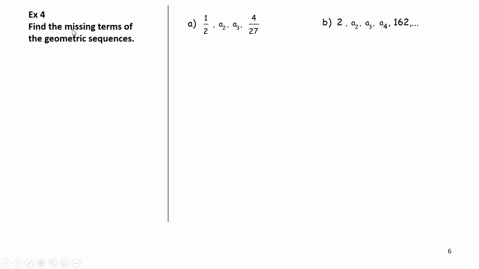Okay, so it says find the missing terms of the geometric sequences. So this is, we did one similar to this on the arithmetic. This is term number 1 is a half. Then we're missing term 2, term 3. So this is term 4, or a sub 4.